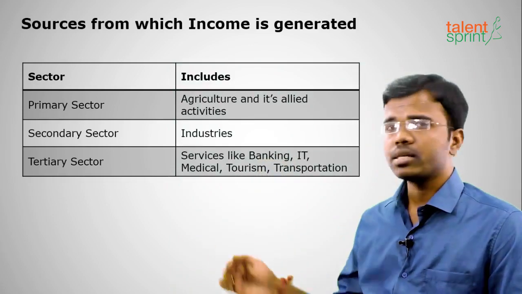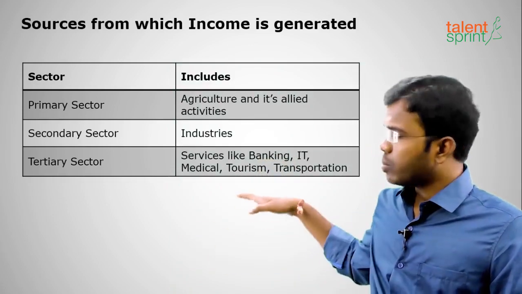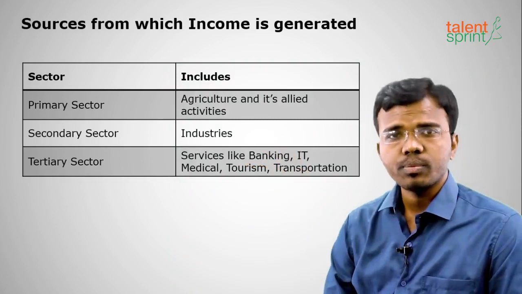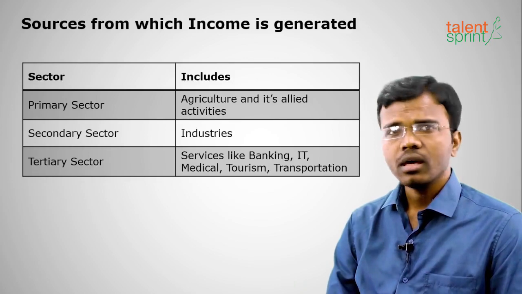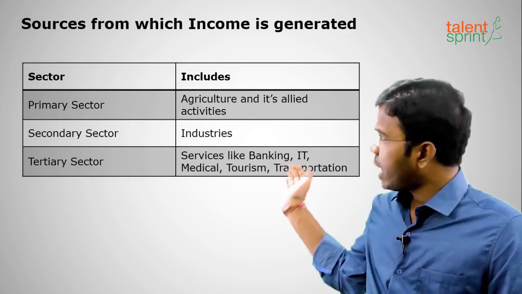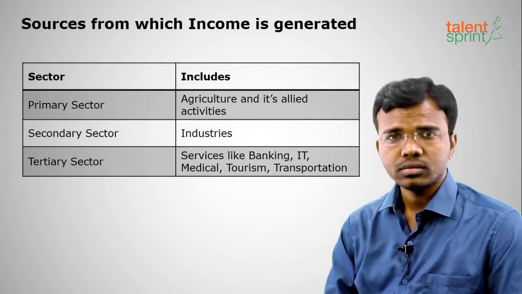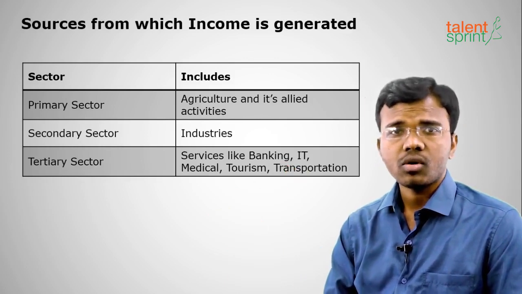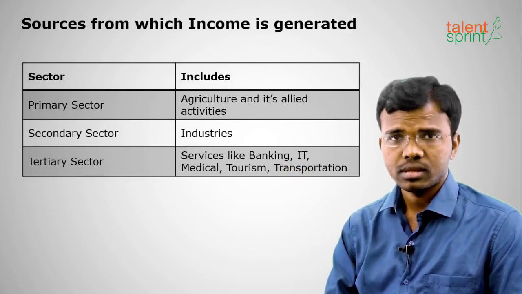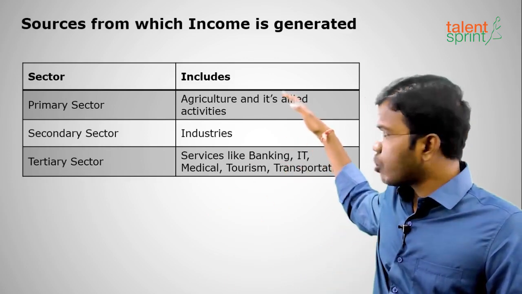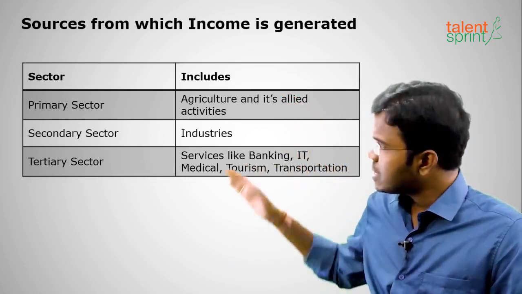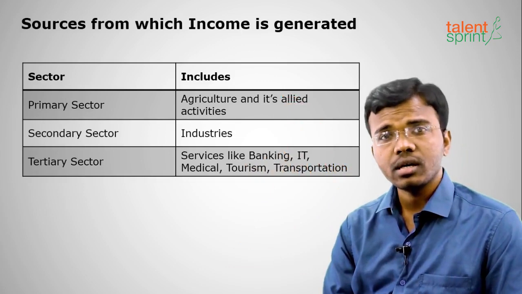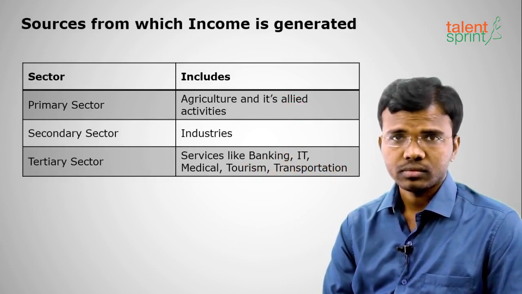Then what does the tertiary sector do? They cater or provide services to both primary and secondary sectors. Okay, clear with this? Like IT, banking, transportation, medical, tourism, all these are services. They provide services to both primary and secondary sectors. So these are the three sectors which generate income in any nation.